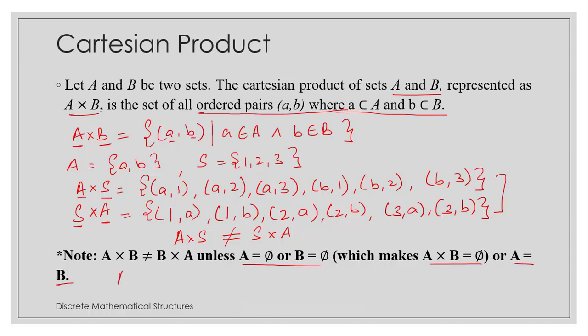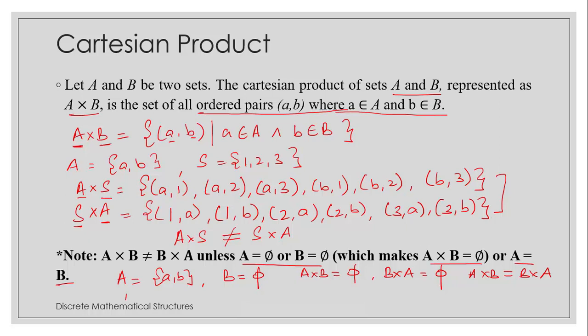Now let's see, if A is {a, b} and the second set B is phi. Now in this case we do not have any element in set B to form the ordered pair. So A cross B will be phi. Similarly B cross A will also be phi. In this case we can say that A cross B is equal to B cross A. This will remain true if B is equal to {a, b} and A is phi.